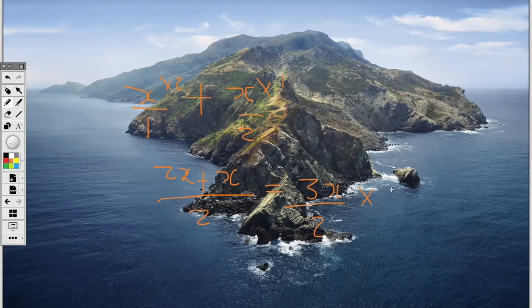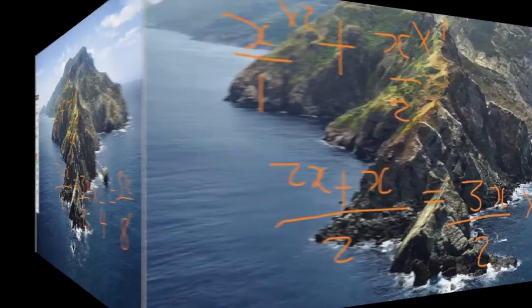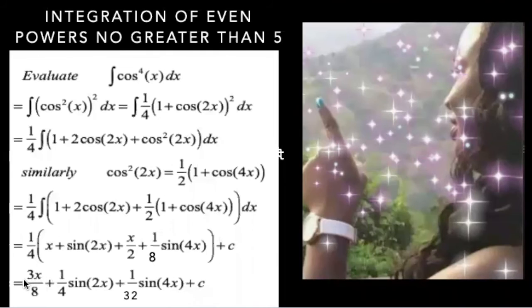Then we have a quarter outside, so multiply it by a quarter. So 3x times 1, that gives us 3x. And 2 times 4 gives me 8. So it's 3x over 8, which is what we have here. Then we have a quarter times sine 2x give you a quarter sine 2x. And then 1 over 8 times a quarter gives you 1 over 32 sine 4x plus c.